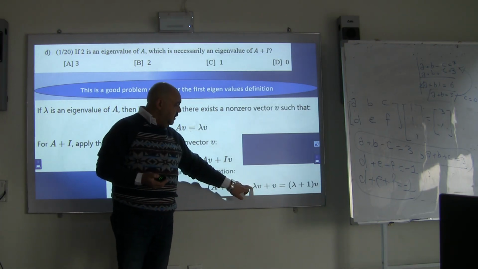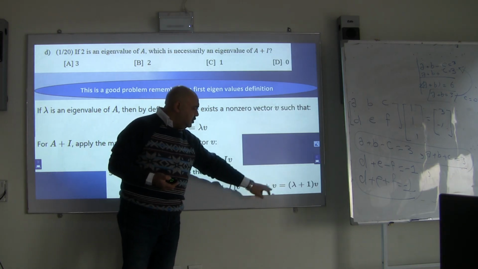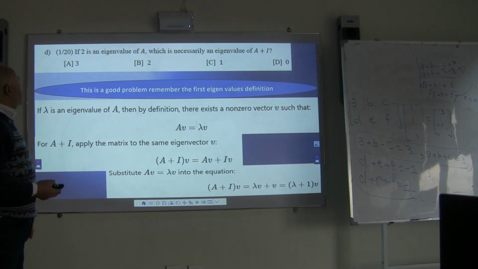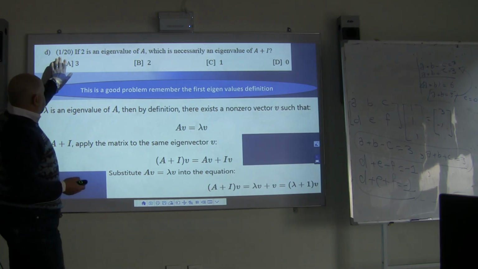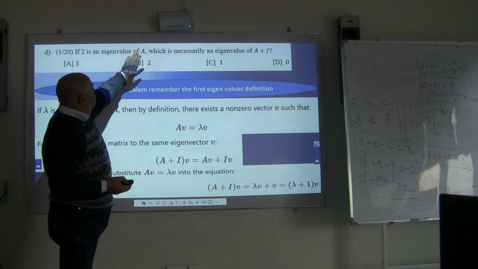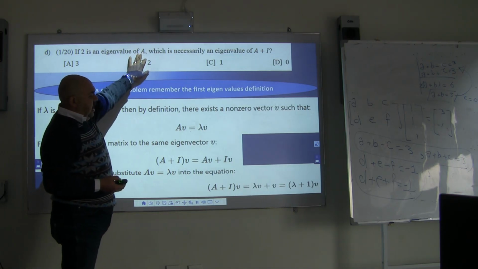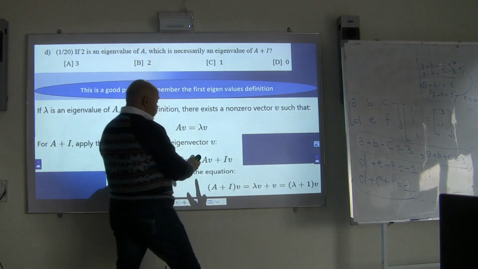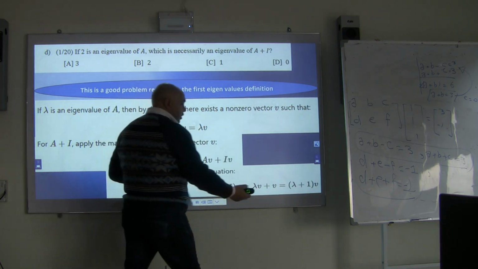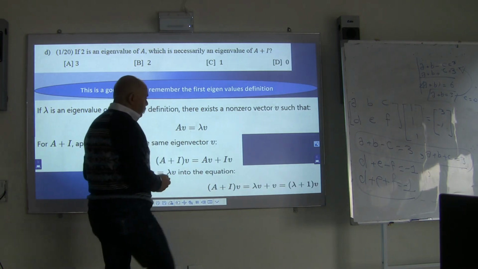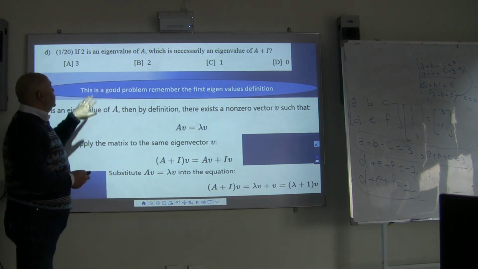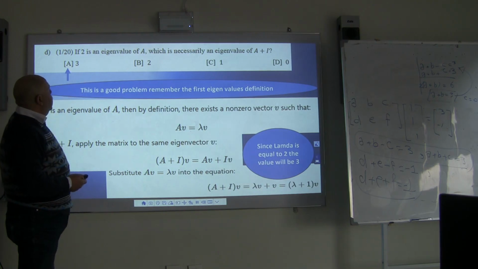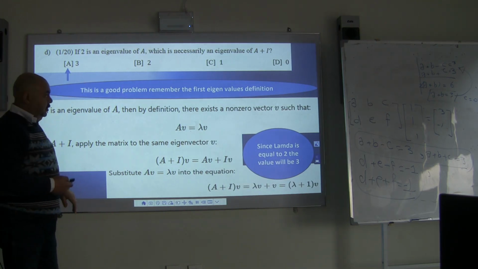Then the second step will be taking nu as a common factor, so you will end up having lambda plus 1. The value of lambda given here is telling you that 2 is one of the eigenvalues of A. So if you add lambda plus I, as we did here, the eigenvalue will be lambda plus 1. Since lambda here is 2, the result will be 3.